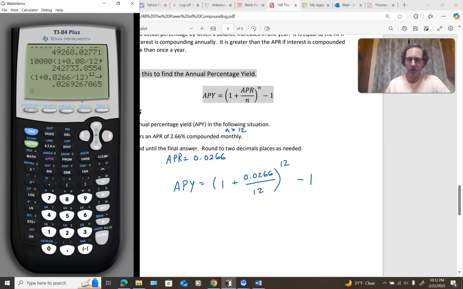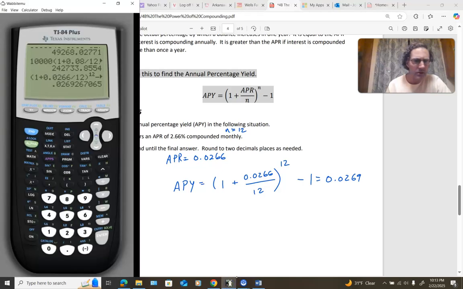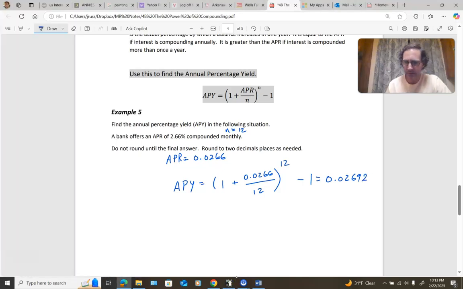Let's carry it out to a few decimal places. 0.0269267. Okay, so this is the decimal. We need to convert it to a percentage, so we'll multiply it by 100 or move that decimal to the right 2 places. So it'll become 2.69267%. It is now a percentage, but this says round to 2 decimal places. So my second decimal place is right here. There's a 2 behind it, so we're going to keep it a 9. So it's going to end up being 2.69%.